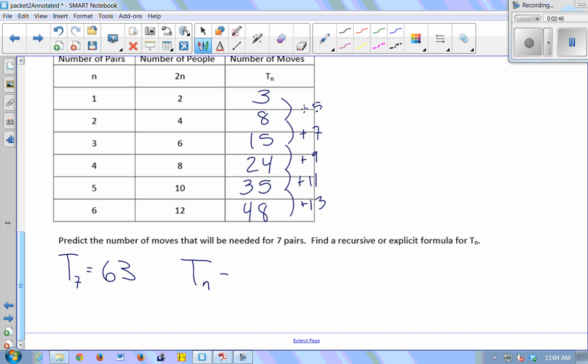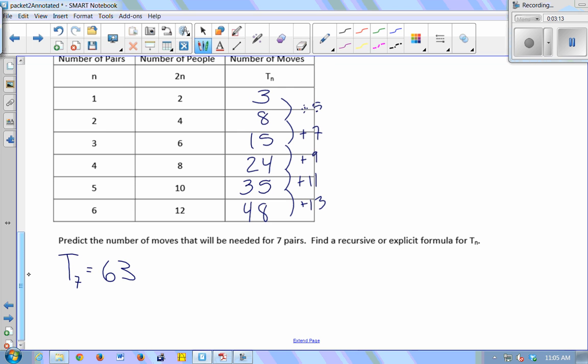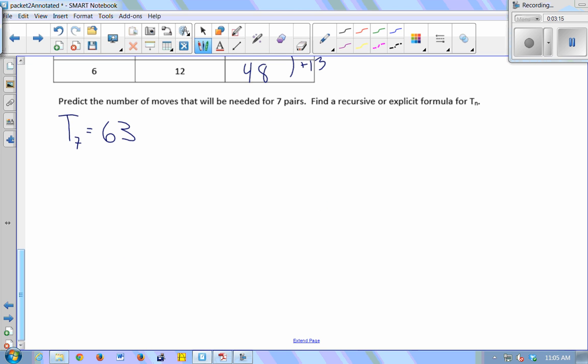So now I want to write a formula, right? I can use recursive or explicit. Recursive is usually easier. So I think I'll try to do a recursive formula where I explain this pattern using our new notation, right? So we all can see the pattern. So all I have to do now is translate it, right? So that's the hard thing to do. So I'm going to write in English what pattern we see.